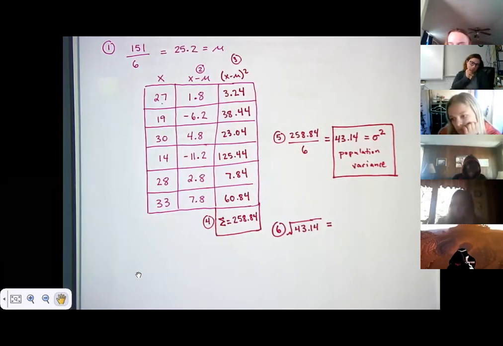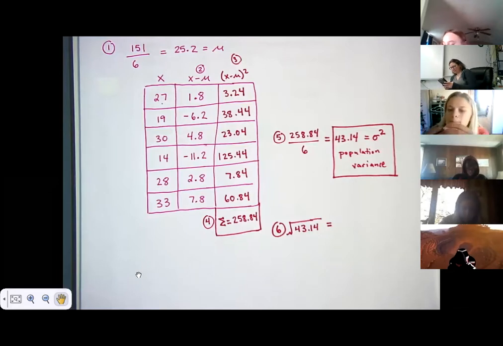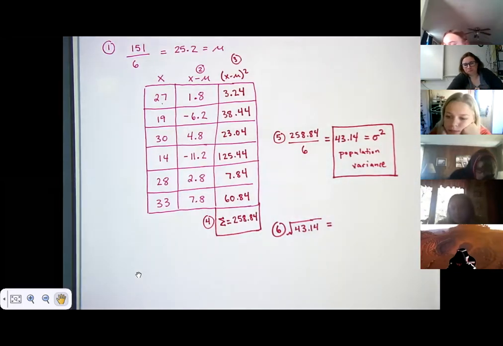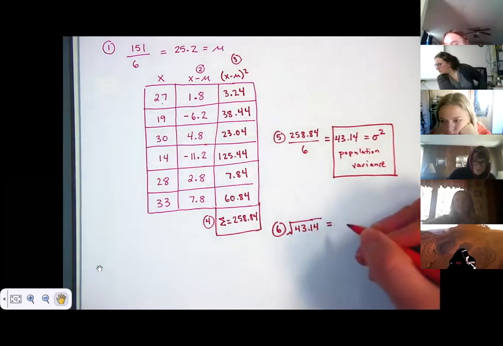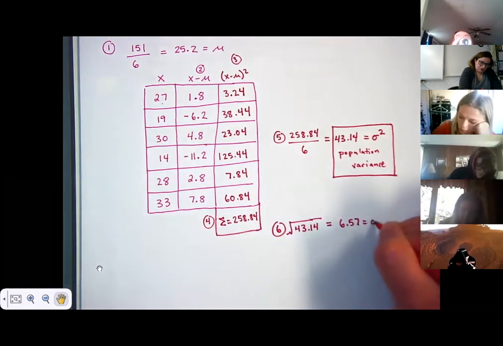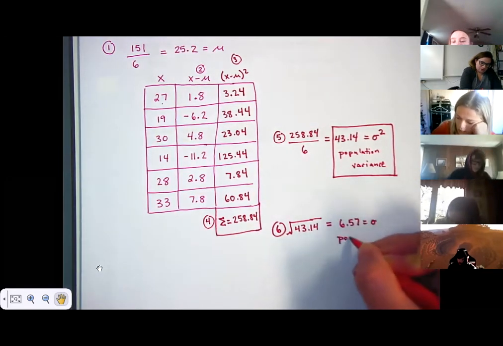Yeah, one second, I'm doing it right now. I got 6.56. Yep, agreed. Did I do that right? Well, yeah, 6.57, I think. All right. Okay, that is the population standard deviation.